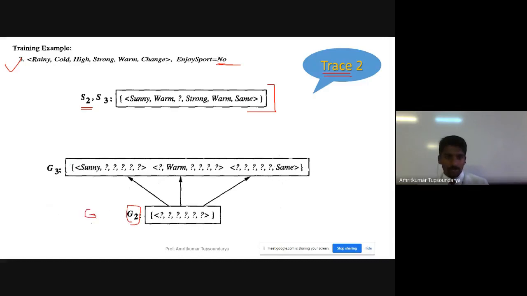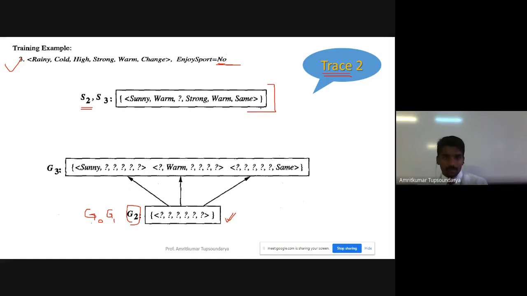But when we encounter a negative training example in our trace, we update our G2. This was actually G0, comma G1, comma G2. This was our most general hypothesis, right? But now, since we have encountered a negative example, we have to move towards specificity. We have to find a more specific and a less general hypothesis in between.